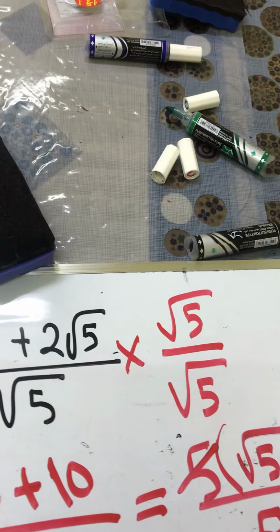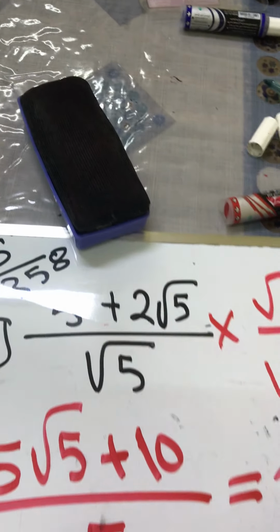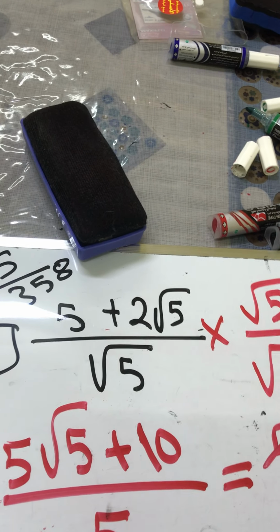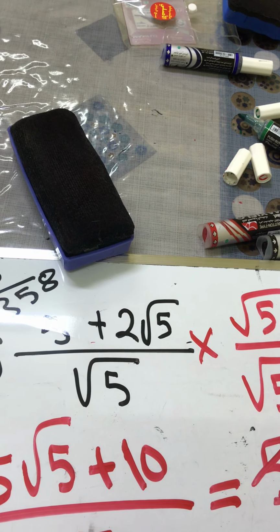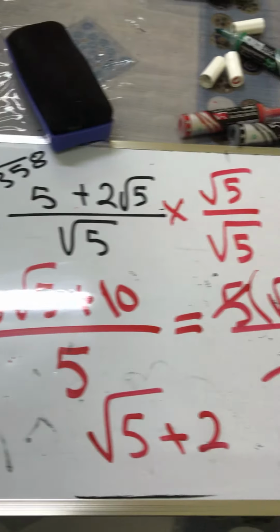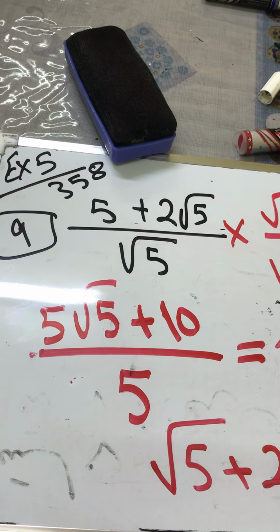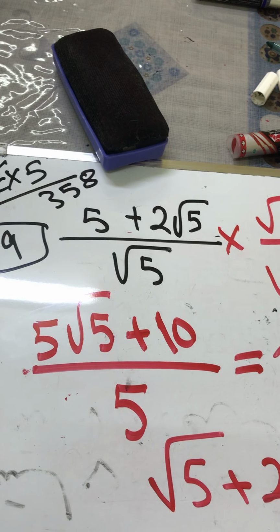In this way, I explained the first idea in this lesson, how we can do rationalization, or rationalizing the denominator. This is number 9. Try to solve these problems again yourself. And in the next period, inshallah, I'll explain the last idea.